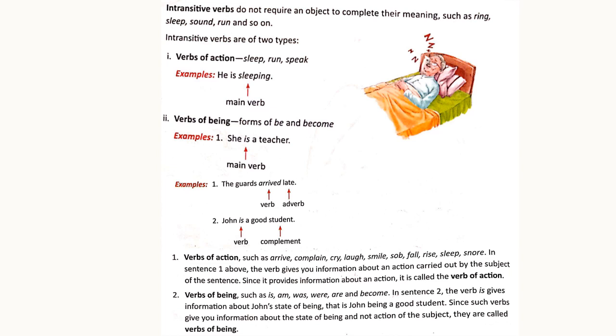Verb of being gives us information about the state of being of the subject. For example, John is a good student. Here, what is his state of being? A good student. So, the verb is says that. So, is the verb of being.